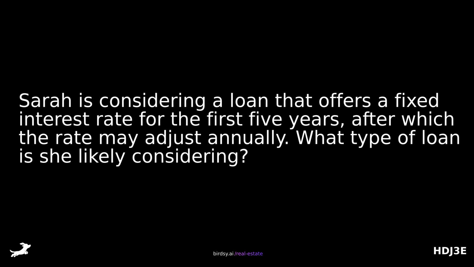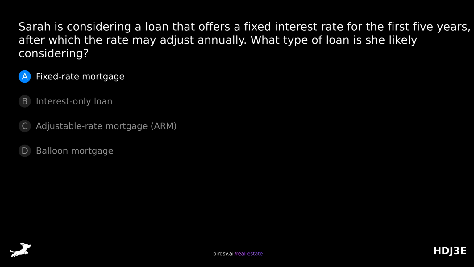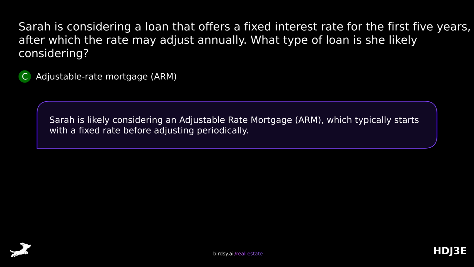Sarah is considering a loan that offers a fixed interest rate for the first 5 years, after which the rate may adjust annually. What type of loan is she likely considering? Is it A, fixed-rate mortgage, B, interest-only loan, C, adjustable-rate mortgage, or D, balloon mortgage? The answer is C, adjustable-rate mortgage. Sarah is likely considering an adjustable-rate mortgage, which typically starts with a fixed rate before adjusting periodically.